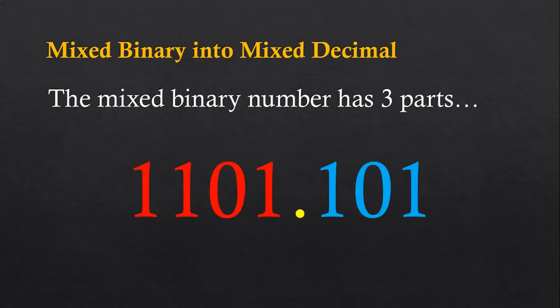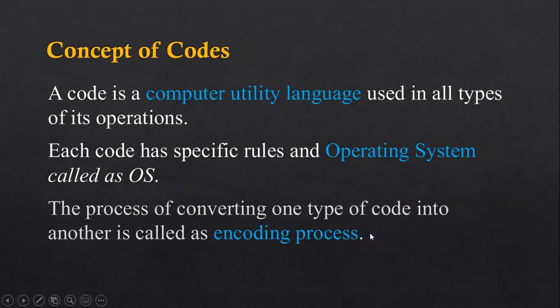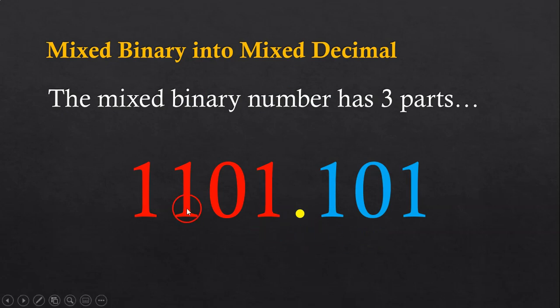Now we come to mixed binary into mixed decimal. Here one mixed binary number is given. This mixed binary number has 3 parts. This part is called the integer part, shown in red. This part shown in blue is called the fractional part, and this point shown in yellow is known as the binary point. Just like the decimal point in a decimal number, here the point is known as the binary point.